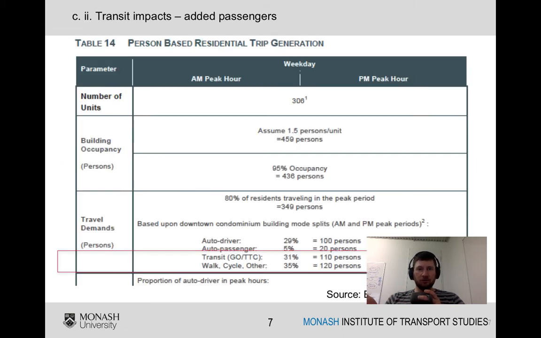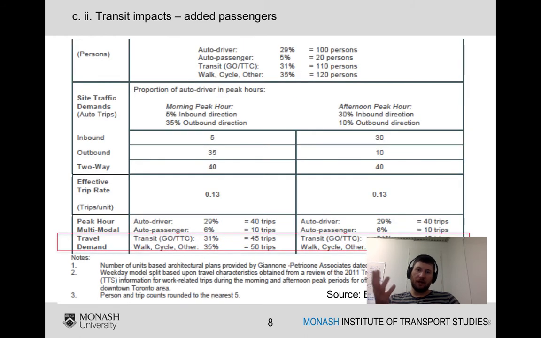Looking at a similar sort of issue, what are going to be the transit impacts from all the added passengers that your development might generate? So here we are looking back at one of the earlier examples of a traffic report. And you'd notice that we did have an estimate that 100 people would be driving and 20 people would be passengers in cars. But then we got another 100 people who are passengers in transit and another 120 who are going to walk or cycle. So where are they going to go? What are we going to do about that?